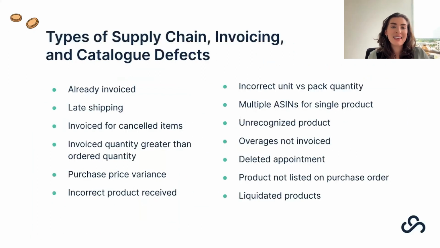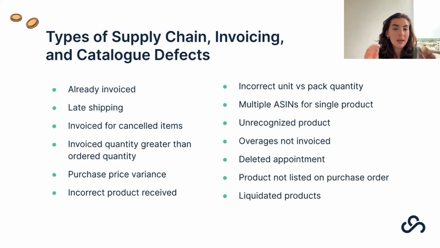All right, and then the last type of deduction that you see at Amazon is the supply chain, invoicing, and catalog defects. These seem to be kind of the catch-all of the things that don't really go into the shortages and invoicing bucket when it comes to processed or missing. Some of the areas are already invoiced. That makes sense. If you've already invoiced Amazon, they're probably going to say, no, we're not paying that particular invoice because we paid the one prior, and that is actually the first and original invoice.